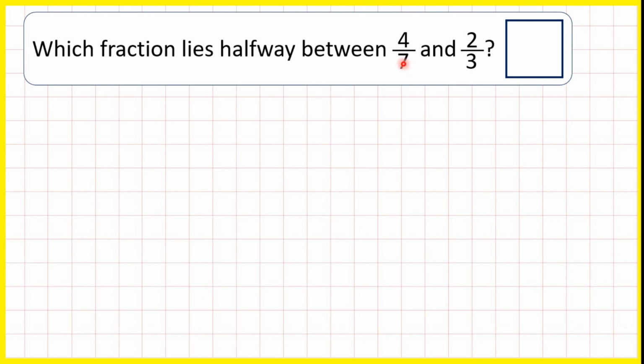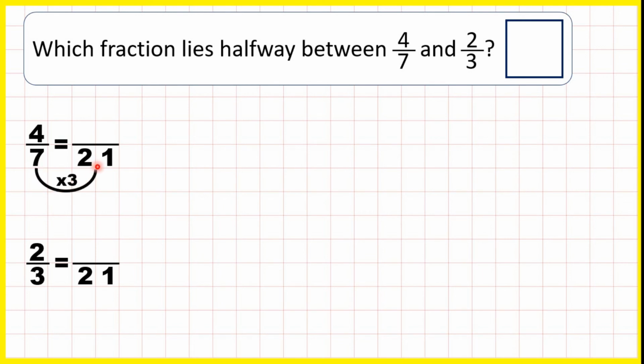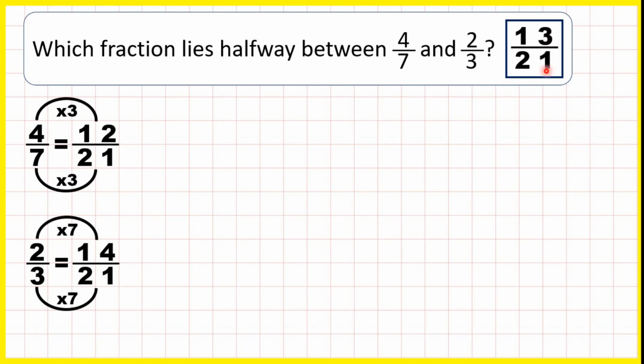So our denominators are 7 and 3, and 21 is in both the 7 and the 3 times table. So we can find equivalent fractions to 4 sevenths and 2 thirds, which have a denominator of 21. Now 7 times 3 is 21, 4 times 3 is 12, 3 times 7 is 21, and 2 times 7 is 14. So now the question's a lot easier. We can easily see what's halfway between 12 over 21 and 14 over 21. Well, that's going to be 13 over 21.